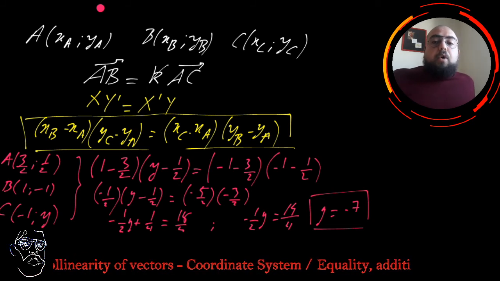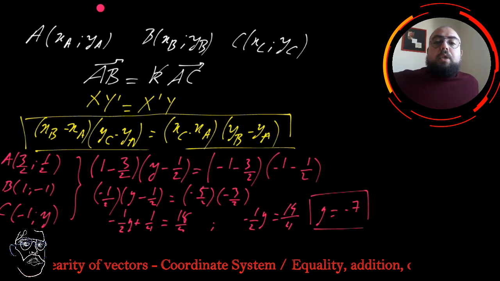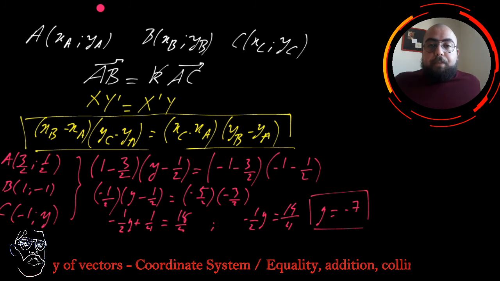So this was the video where I talked about the equality of two vectors, the addition, multiplication, even collinearity and two vectors having the same direction, of course with the proof.